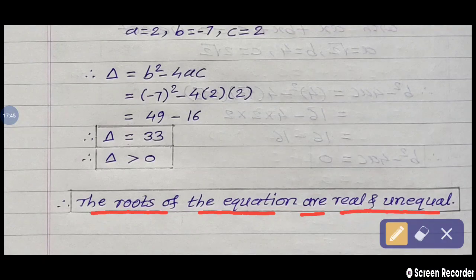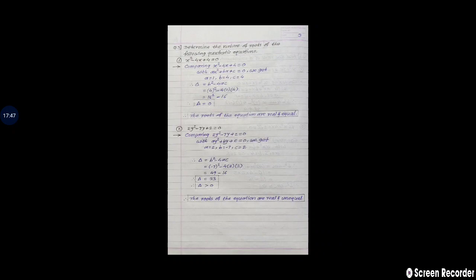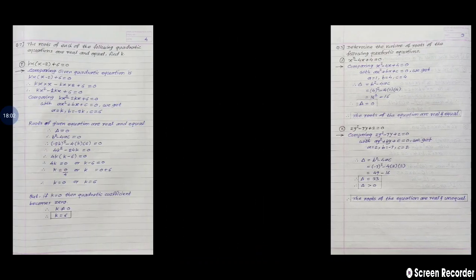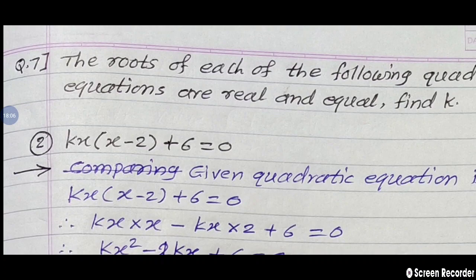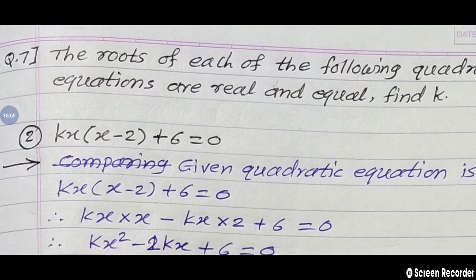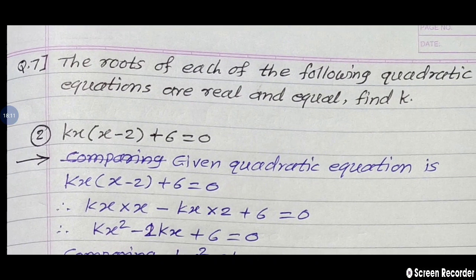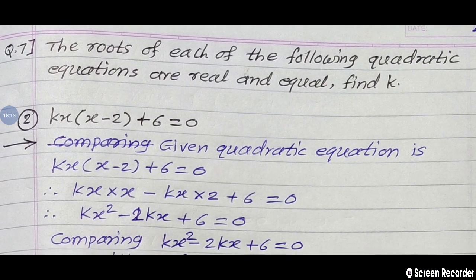All of you understood? In this way, we find the value of discriminant, and from the value of discriminant, at the last, we write the nature of the roots of the given quadratic equations. Now one more type of question is given here, that is question number 7 in this practice set 2.5. What is this question number 7?